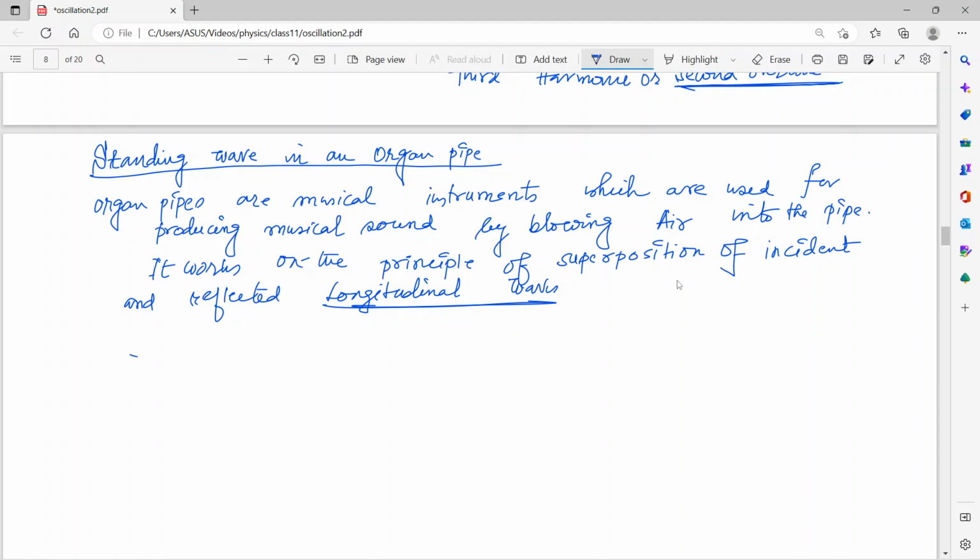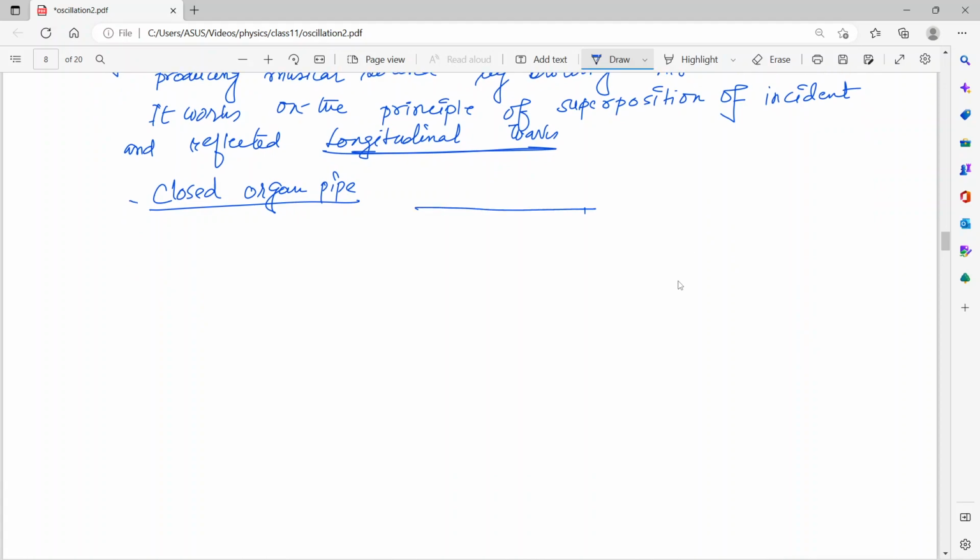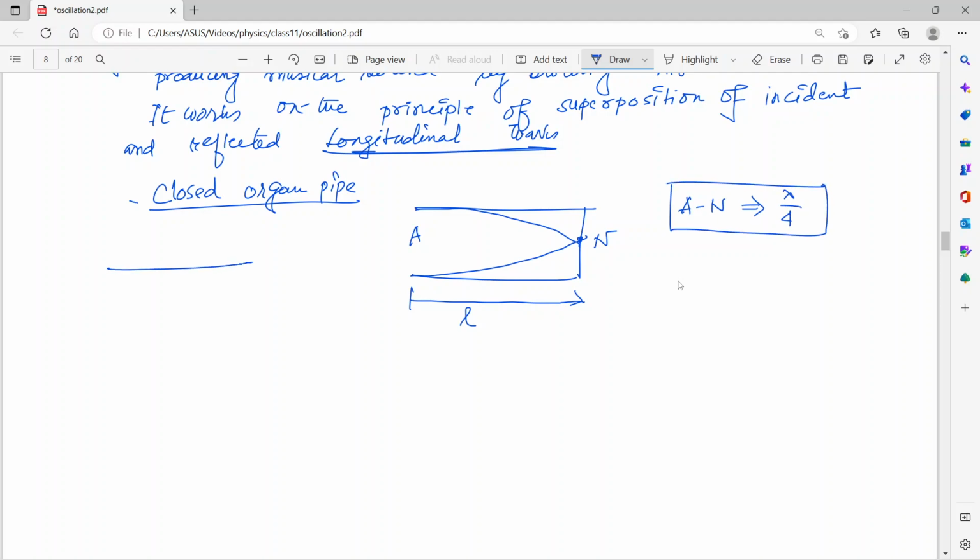So there are two types. One is called a closed organ pipe, that means one end is closed, right? So it looks like that, one end is closed. When this end is closed, there is a node, and this open end is an antinode. This particular length is L. Now antinode to node, you know the difference is lambda by 4, right? Because if we consider a sine wave, this is a node, this is an antinode, this is again a node, so node to antinode the difference is lambda by 4. So here the length L equals lambda by 4, and so lambda equals 4L.